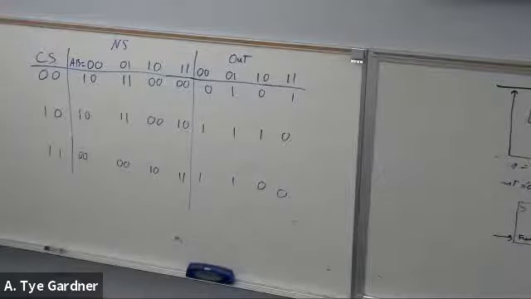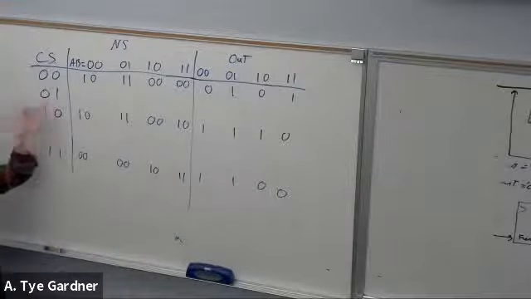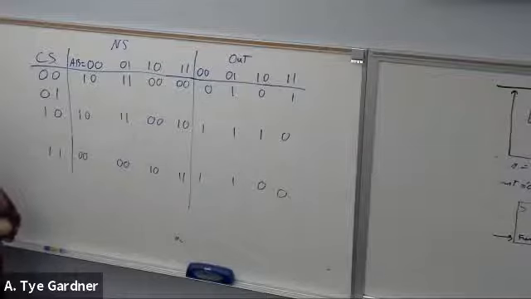Current state 0, 1. Yes, exactly. Current state 0, 1. I only use 3 states, but with 3 states, I need 2 bits to represent it. That means I have an extra state that I'm not using, but it exists. What do I do for the next state? What is the next state for 0, 1?